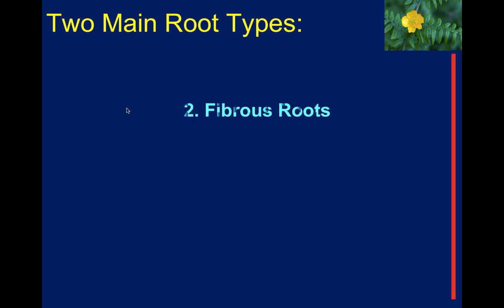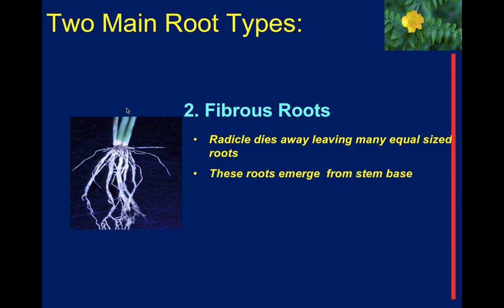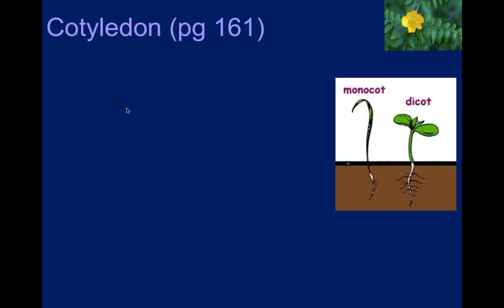The next root is what are called fibrous roots. So you find these in spring onions, and here the radicle dies away, leaving loads of equal sized roots, and these roots will come from your stem base. These will be found in things called monocots or monocotyledonous plants, so things like grass, daffodils. So when you pull them up, they've got really short roots, but all of the roots are going to be the same size.